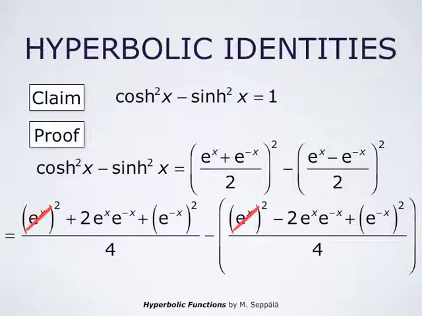Here the terms e to the x squared and minus e to the x squared cancel out. And so do the terms e to the negative of x squared and minus e to the negative of x squared. So we are left with, in the numerator, 2 times e to the x times e to the negative of x minus 2 times the same. E to the x times e to the negative of x is just 1. So we are left with 1/4 of 2 plus 2, which is 1. And this proves the formula.